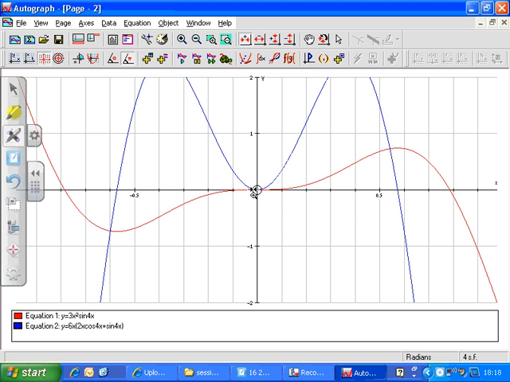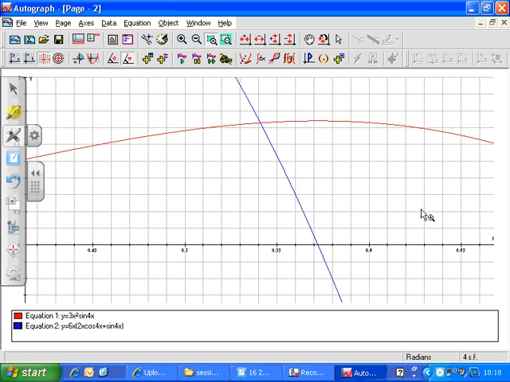Around about here somewhere, wasn't it? So if I zoom in on that point of the graph, where the gradient drops to zero, which is this point here, then it looks as though we've got a maximum at that point, because the gradient at that point is zero, isn't it? So it's peaked at that point.